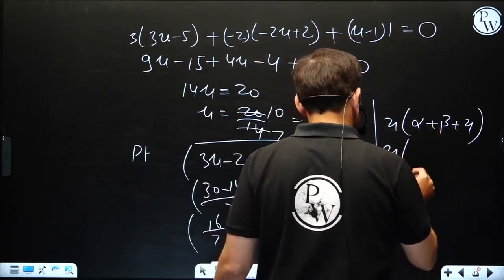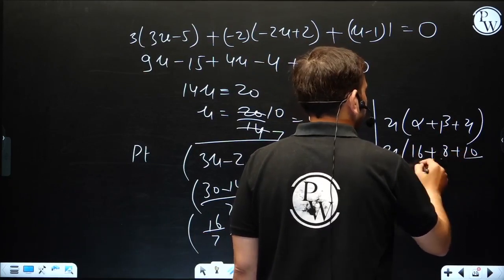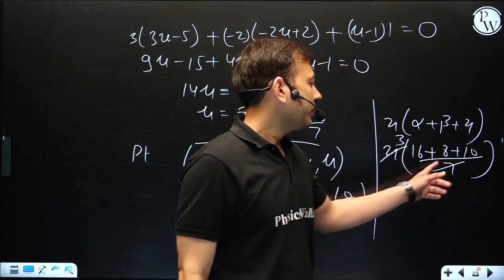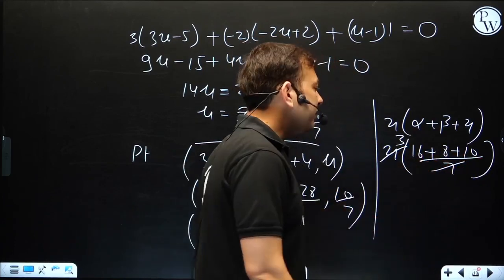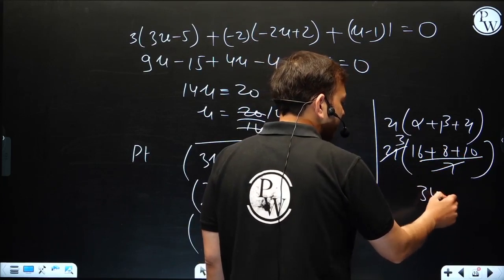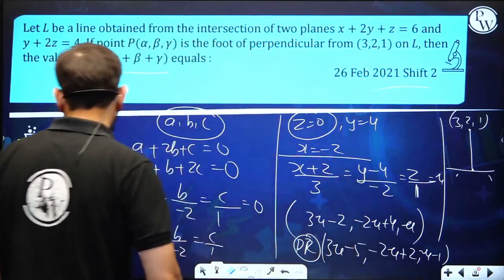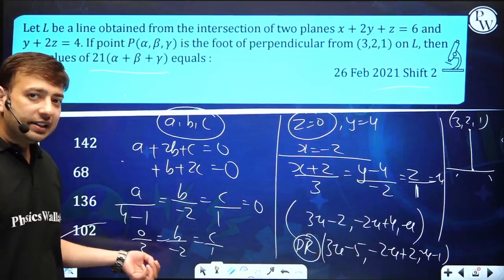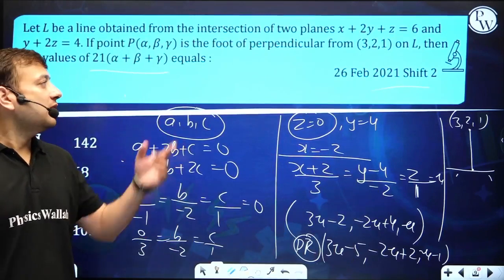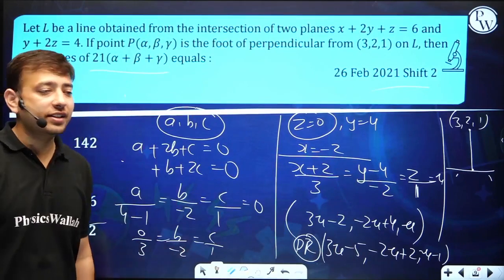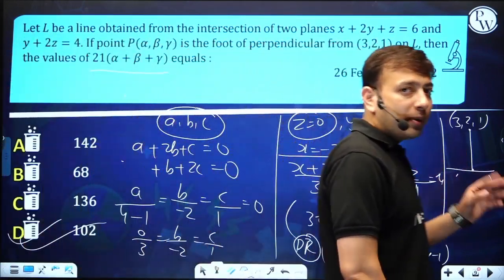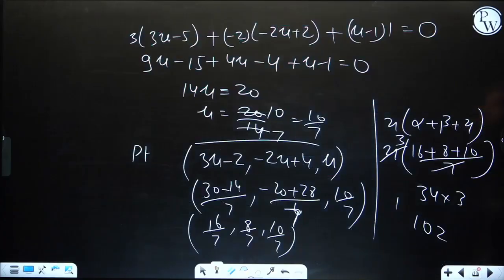So 21 alpha is 16, plus 8 plus 10, divided by 7. 7 ones are 3 times 16 is 48... so 48 plus 8 plus 10 is 66... the answer will become 102. Little lengthy, but you have learnt everything part-wise: how to find the equation of a line when two planes are intersecting, then how to find the foot of the perpendicular on the line. So you knew everything, you just need to apply it. I hope things are clear.